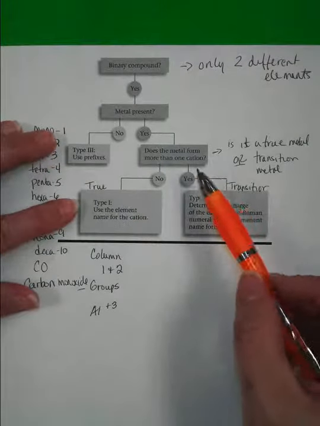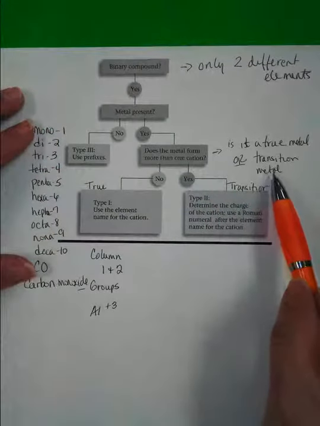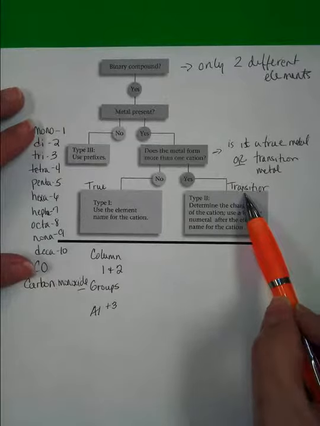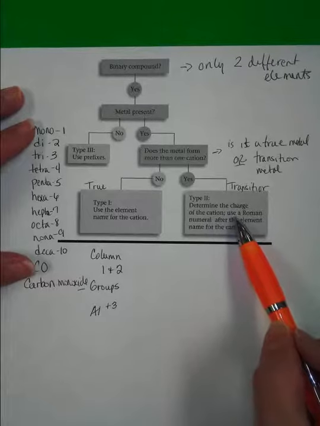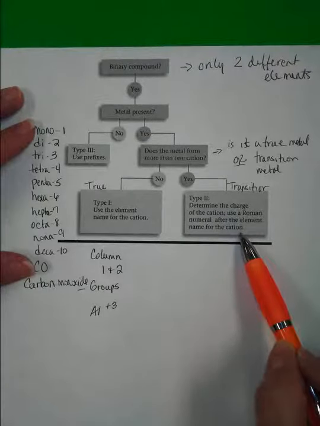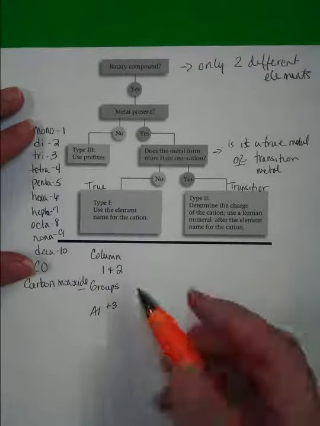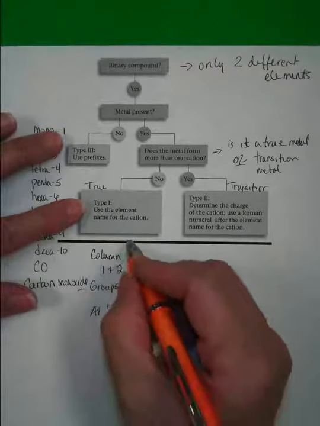Now if it's a metal that has more than one cation, it's considered a transition metal, and those are the ones in the trough. So we have to determine the charge on that one, and this is where our Roman numerals come into play. When we name a type 1, let's go back and review this.